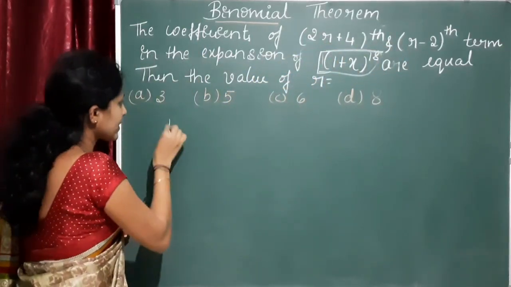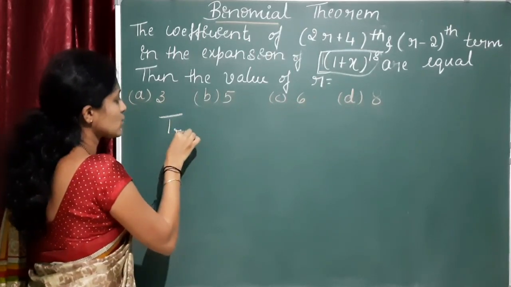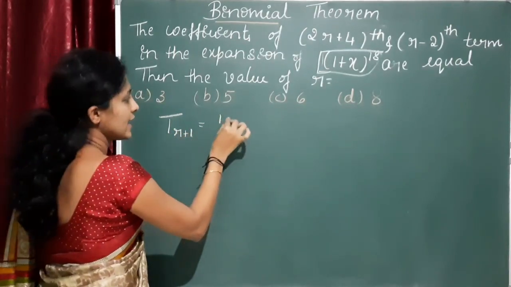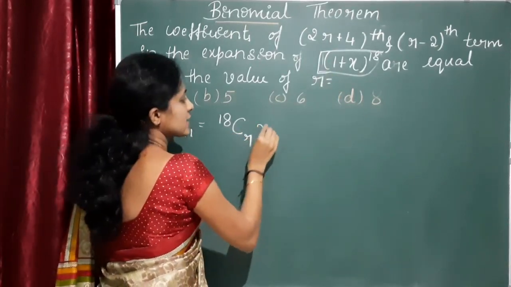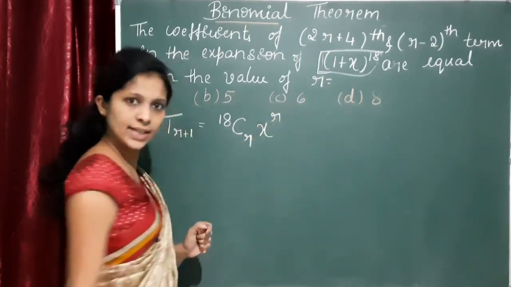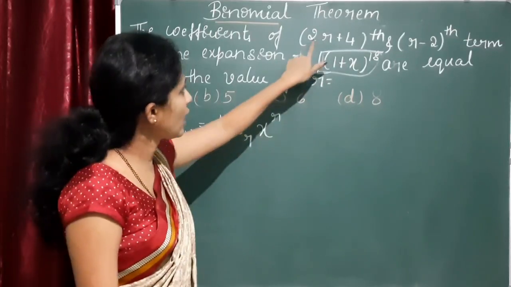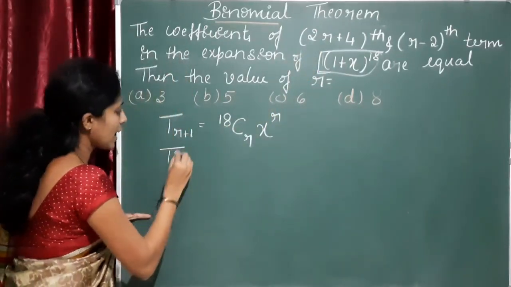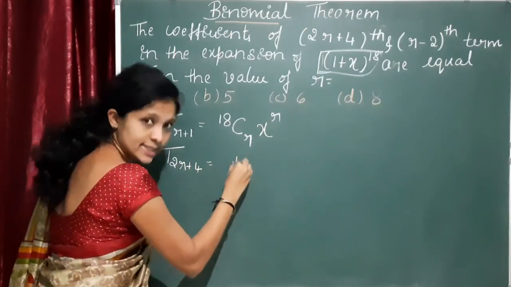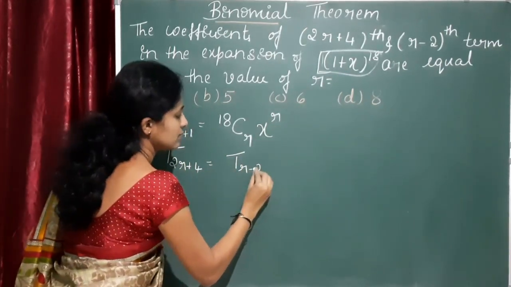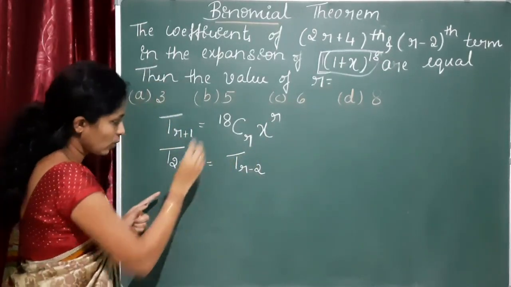First we'll write the general term. What will be the (r plus 1)th term? n is 18, so it is 18Cr, and anyway 1 is there, and x to the power r. So this will be the general term. Now the T(2r plus 4) term is equal to the T(r minus 2) term.